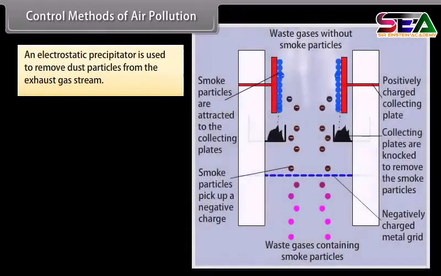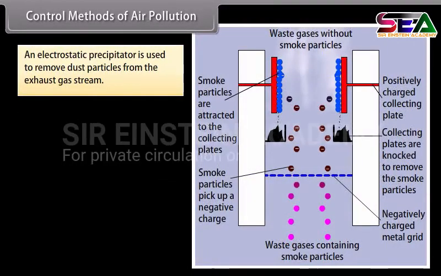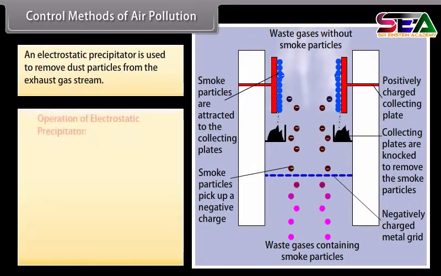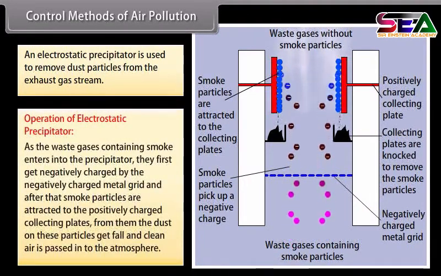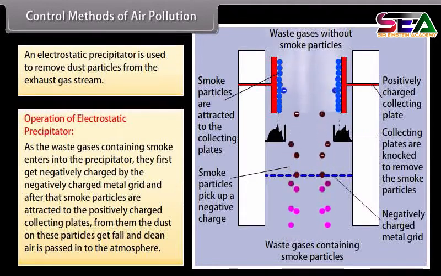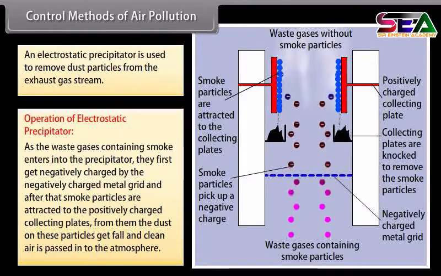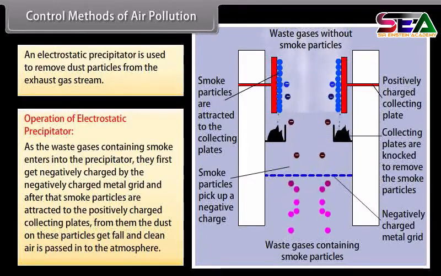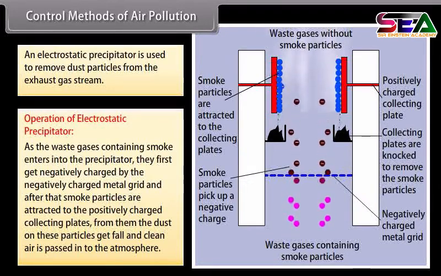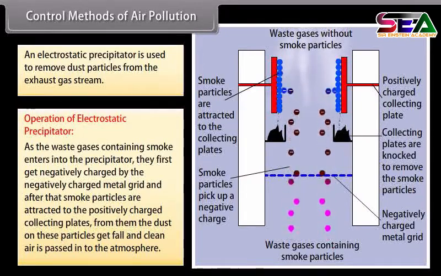Control methods of air pollution. An electrostatic precipitator is used to remove dust particles from the exhaust gas stream. Operation of electrostatic precipitator. As the waste gases containing smoke enter the precipitator, they first get negatively charged by the negatively charged metal grid, and after that, smoke particles are attracted to the positively charged collecting plates. From them, the dust falls off, and clean air is passed into the atmosphere.